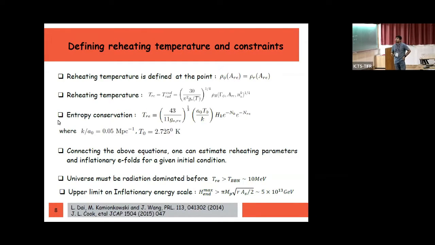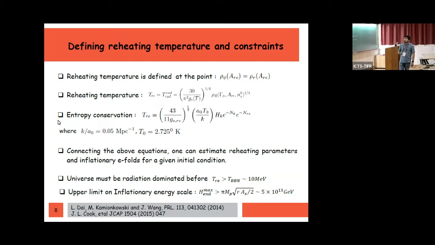Now go to how we define this reheating temperature. The reheating temperature is defined at the point when your inflaton energy density and the radiation energy density are equal. So after that point, radiation domination starts. And the reheating temperature we can relate from the Stefan-Boltzmann equation from the radiation energy density to this relation. And there is typically another assumption, that the comoving entropy density is conserved from the reheating point to the present day, as we consider all the particles produced at the time of reheating. So this is the entropy conservation.